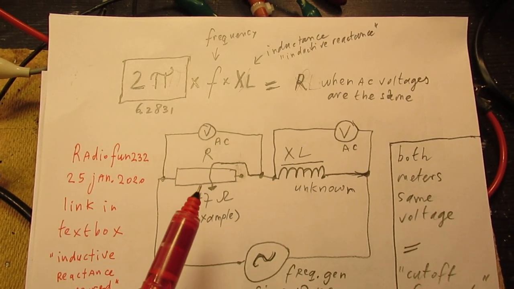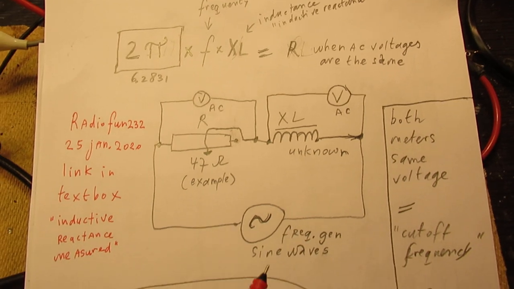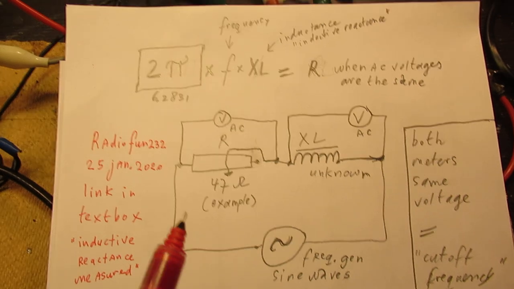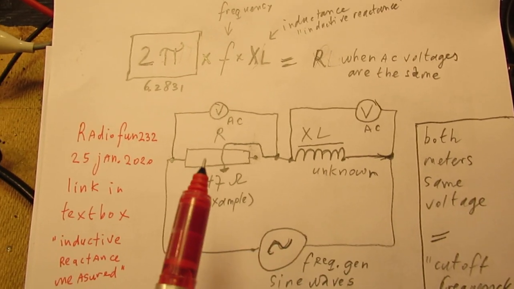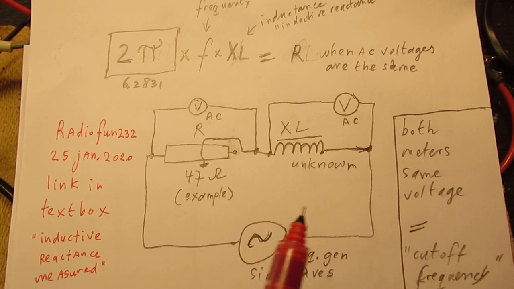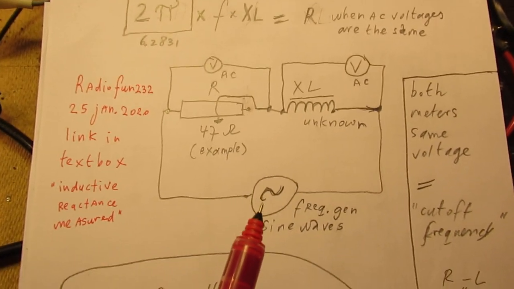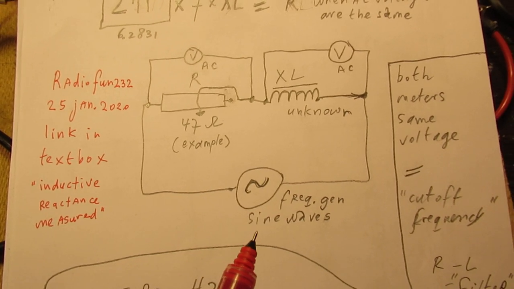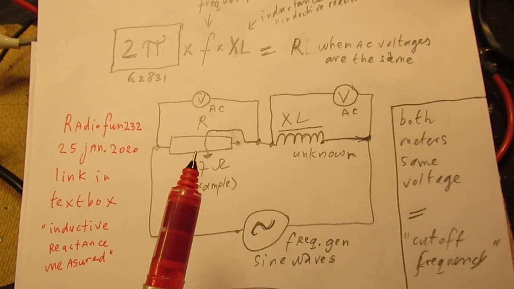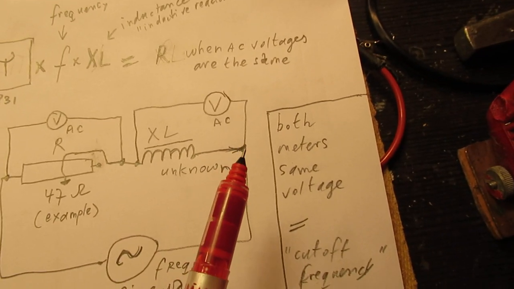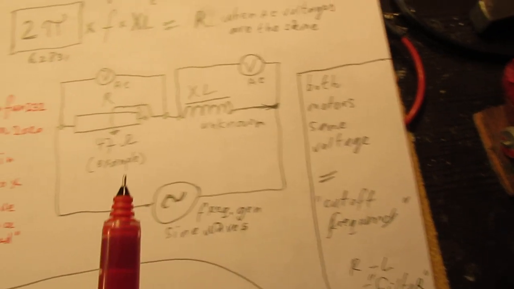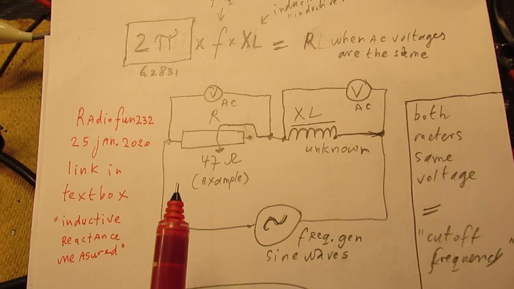So here we have a resistor and an unknown coil, and a frequency generator that has to have, of course, a certain output. Parallel to each element in this circuit, there is an AC voltmeter. And when you change the frequency, at a certain moment there is a kind of equilibrium. When both AC voltmeters show the same voltage, you can do a calculation.